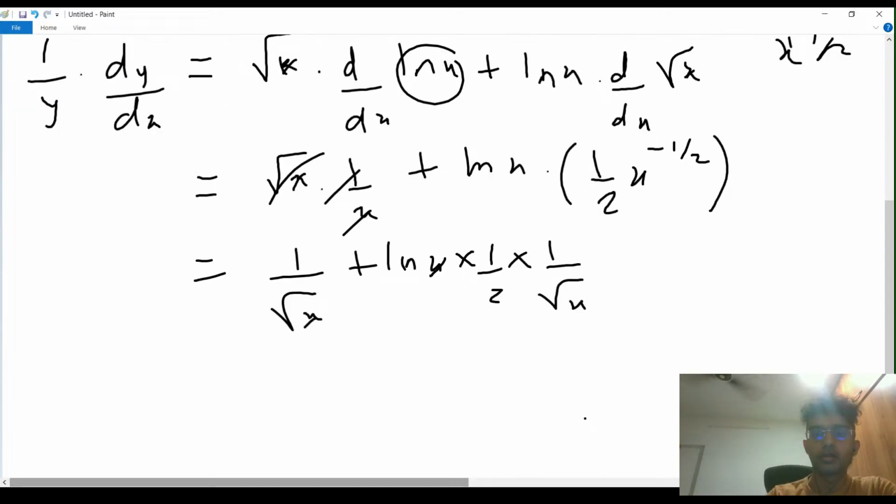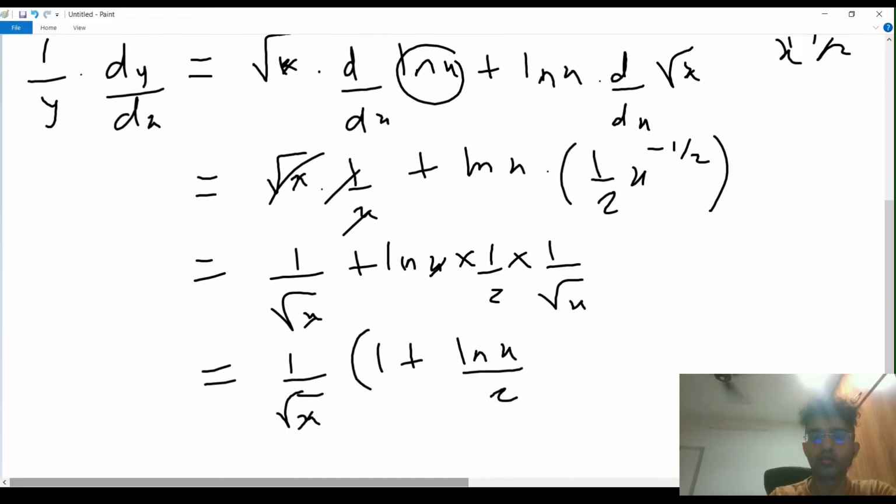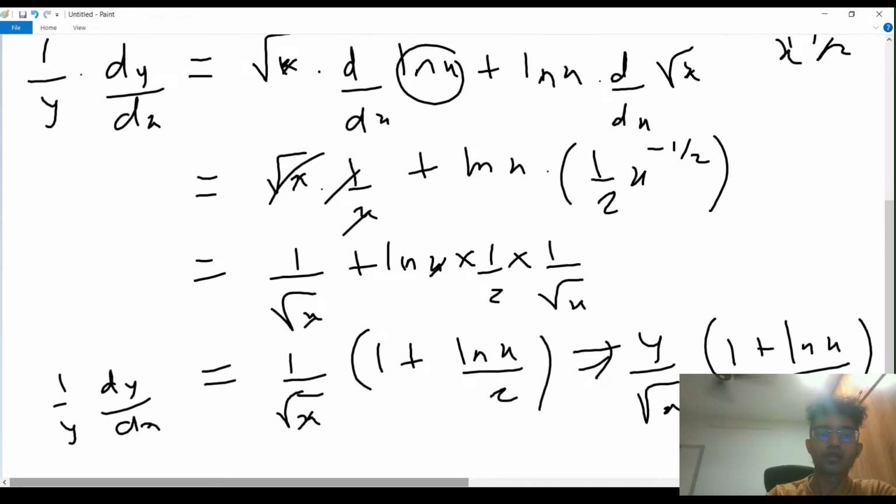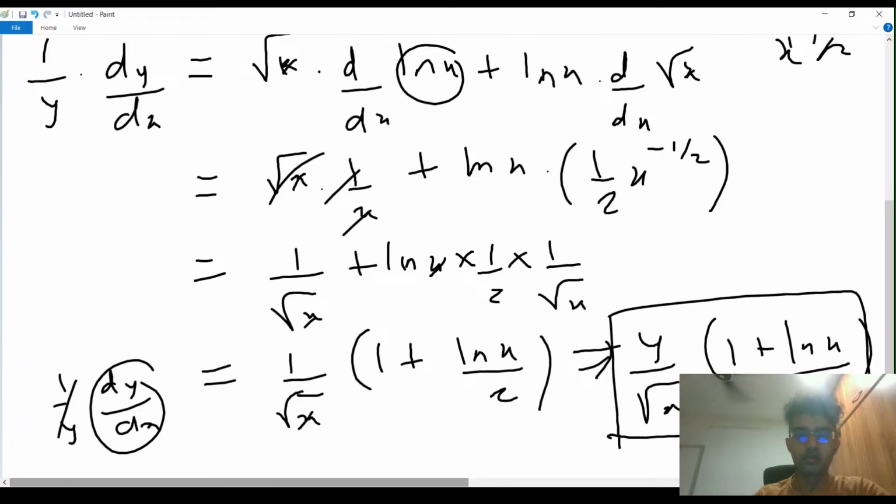Clear? So this equals 1 by root x into bracket 1 plus ln of x by 2, and this equals basically 1 by y into dy by dx. So dy by dx is nothing else but y by root x into 1 plus ln of x by 2. All right, that's dy by dx. Clear?